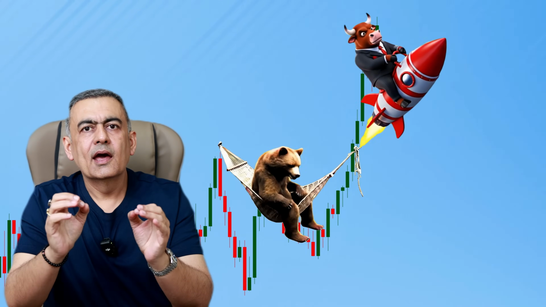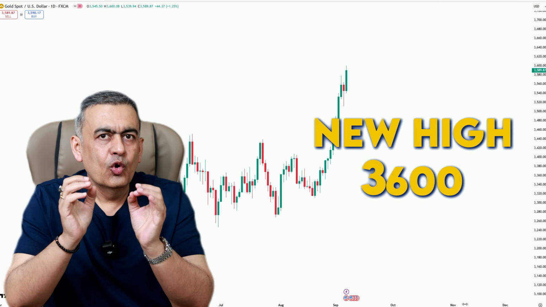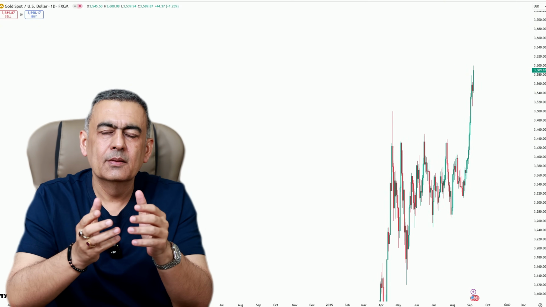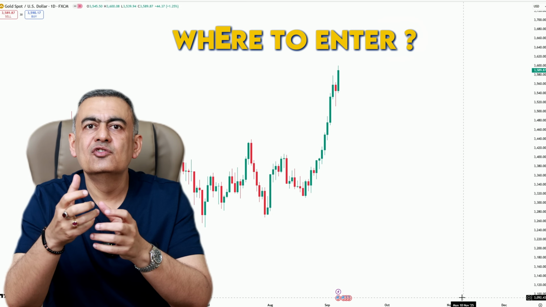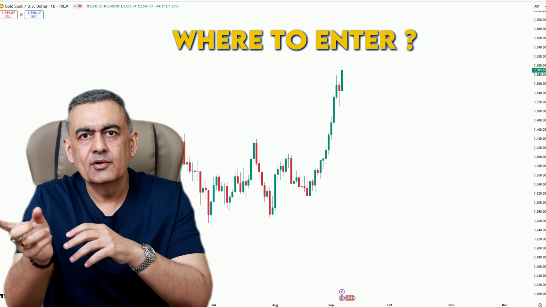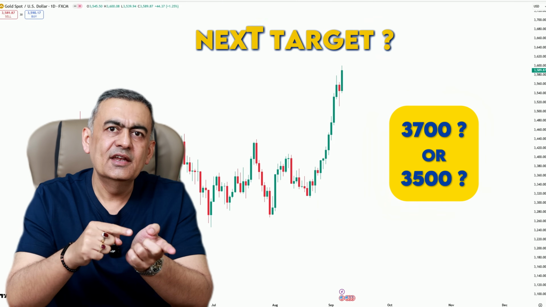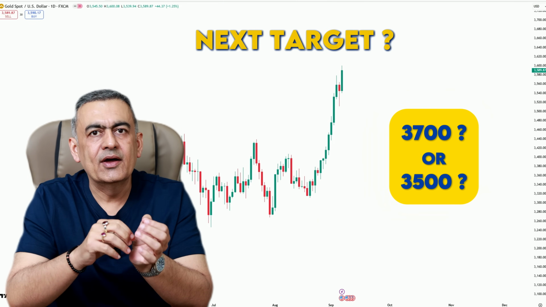Gold went parabolic and created all-time high. Now there is no historical reference on the charts in terms of support or resistance. And many traders would be thinking how to catch this rally. Is it going to touch 3700 first, or is it going to drop to 3500?